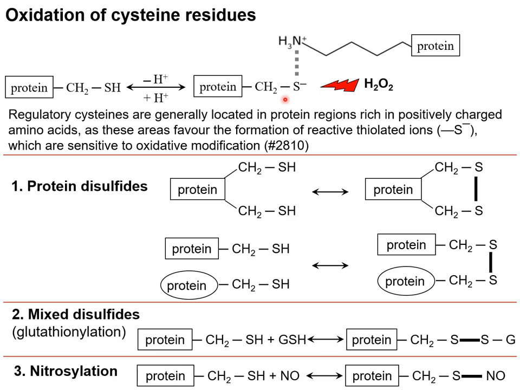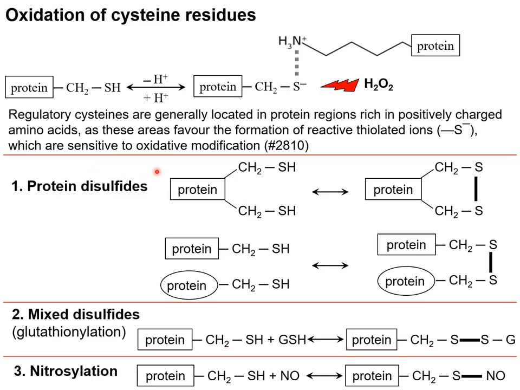This also gives the protein sensitivity and selectivity towards hydrogen peroxide. So the point about this is that not all thiol groups are equally sensitive to hydrogen peroxide. It's predominantly the ones that are surrounded by these positive groups that give it that sensitivity. Now, in terms of types of reactions, the different types are shown here.